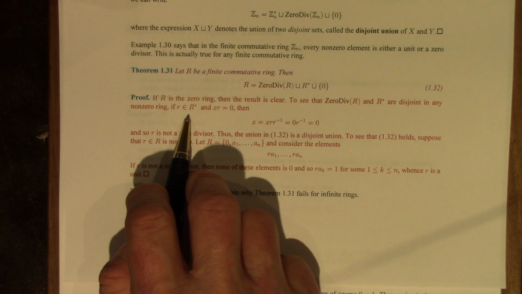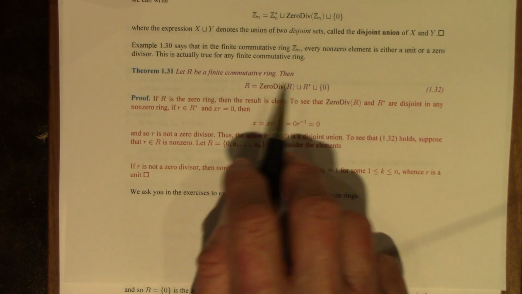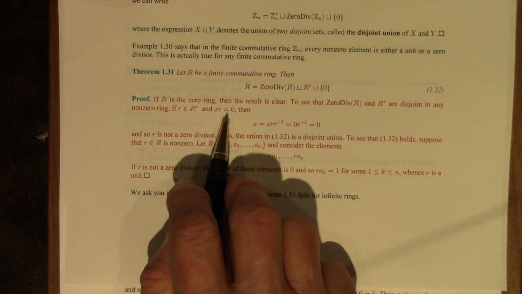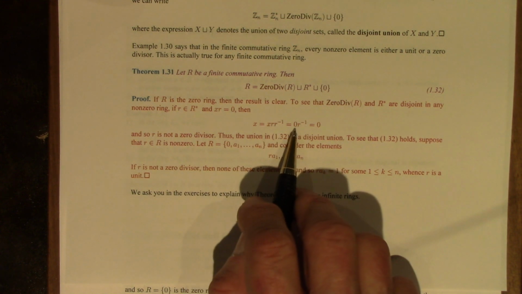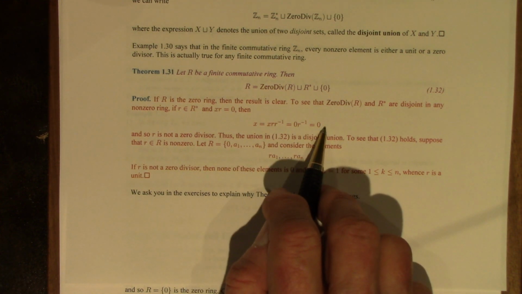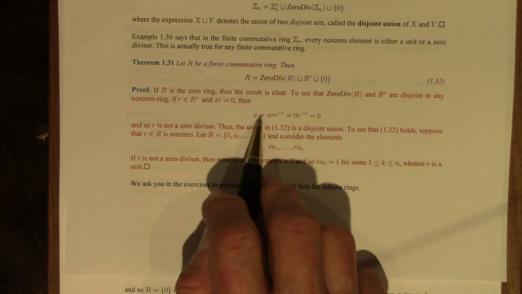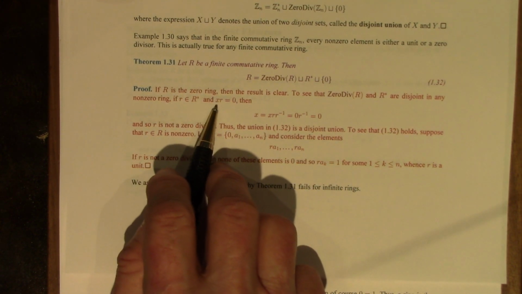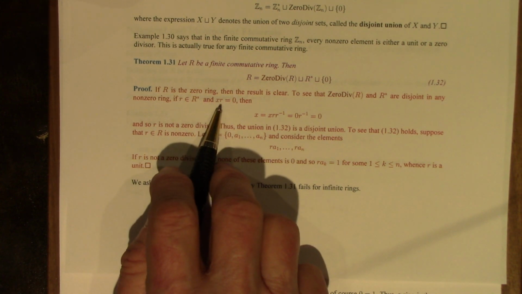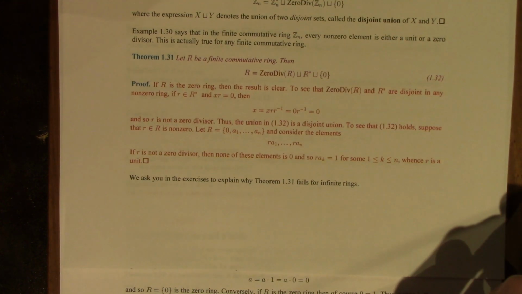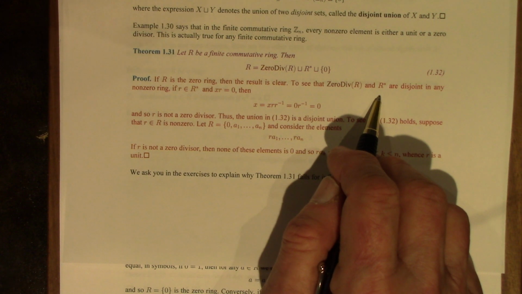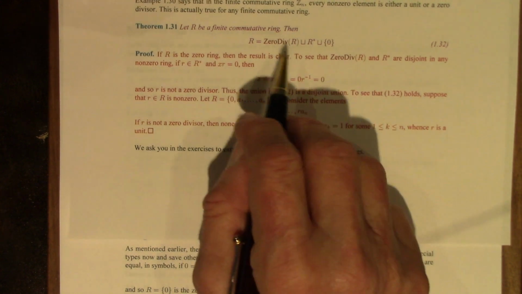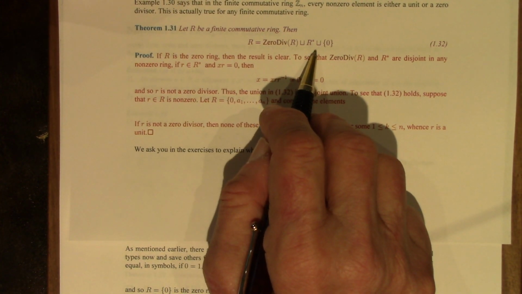If R is a unit, then we need to show that it cannot be a zero divisor. So if xr equals 0, we write x equals x r r inverse, which is equal to 0 r inverse, which is 0. And so x must be 0. So whenever xr is 0, x is 0, therefore r is not a zero divisor. So there's nothing in common between these two sets. So we know now that this is a disjoint union.